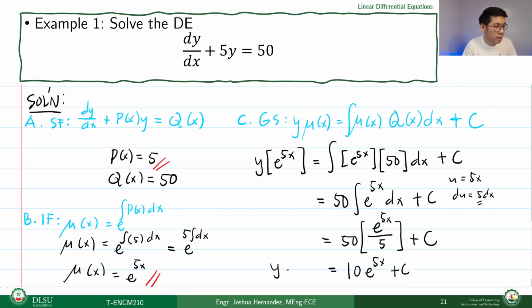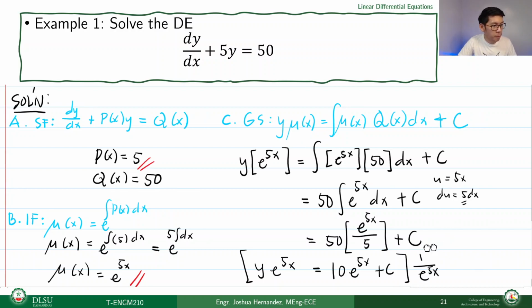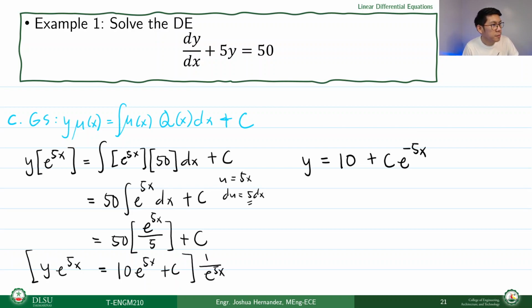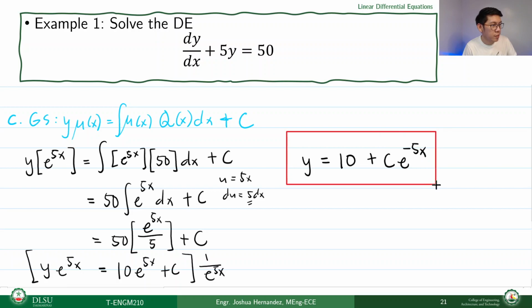And then, of course, copying the y times e raised to 5x. If we divide e raised to 5x on both sides, we're going to get y equals 10 plus c times e raised to negative 5x, since e to the 5x cancels out. And there we have it, ladies and gentlemen, our final answer. Let's now move on to our next example.